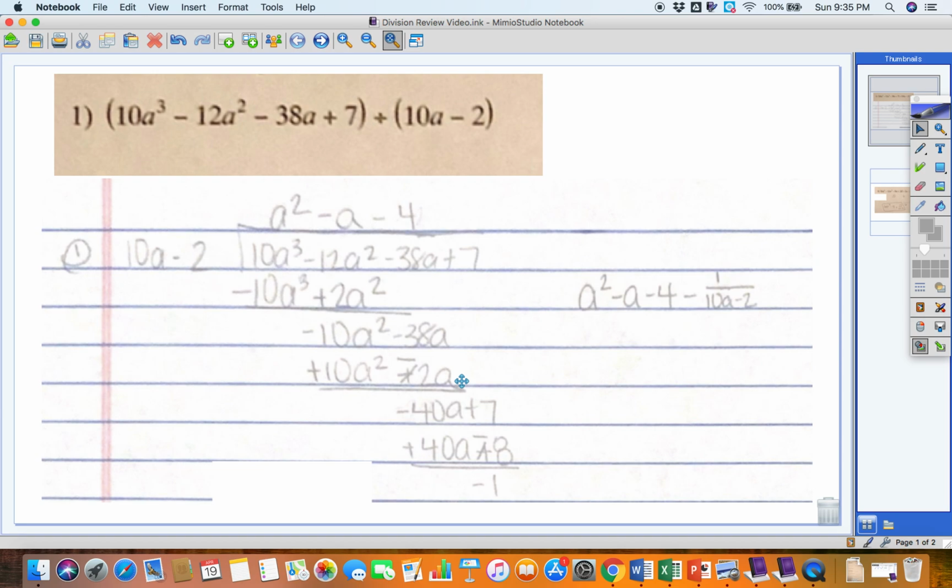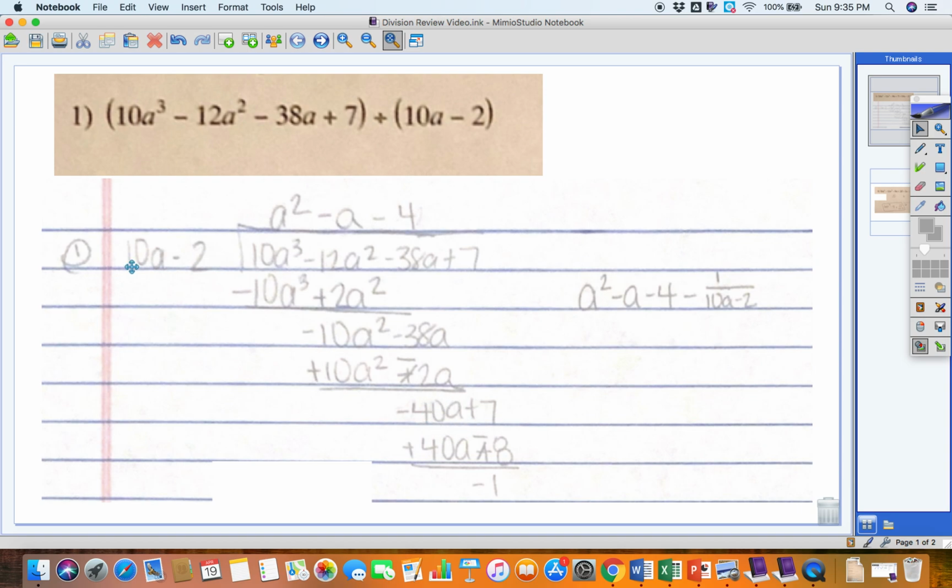Then again, you flip the sign on both terms. So we made this negative a positive, and we made this positive a negative. So negative 10a squared plus 10a squared is 0. Negative 38a minus 2a is negative 40a. The plus 7 falls down, and then we repeat our process yet again.